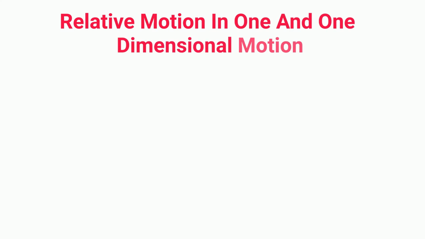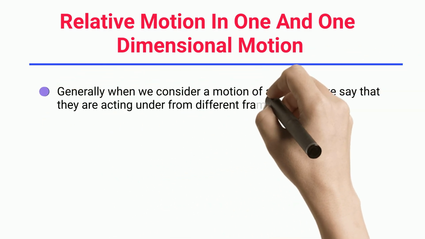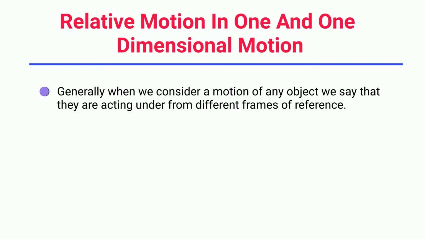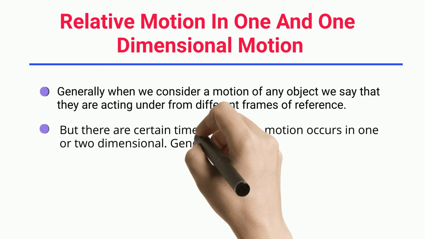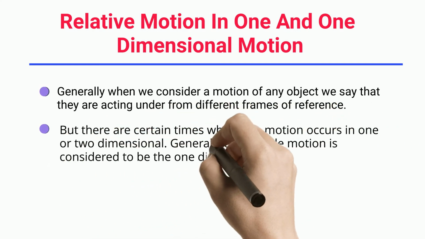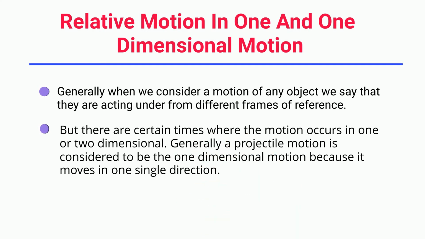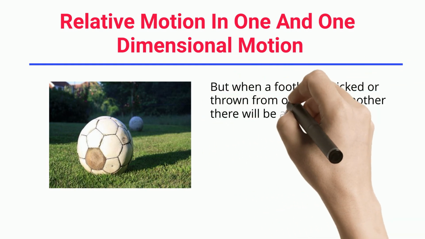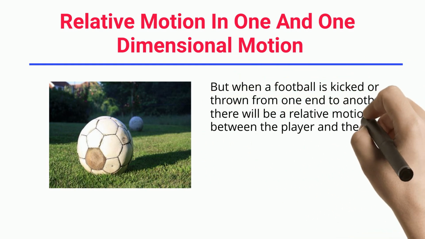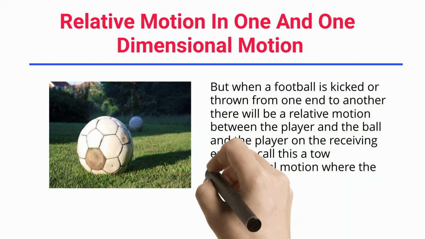Relative motion in one-dimensional motion. Generally, when we consider the motion of any object, we say that they are acting under different frames of reference. But there are certain times where the motion occurs in one or two dimensions. Generally, a projectile motion is considered to be one-dimensional motion because it moves in one single direction. But when a football is kicked or thrown from one end to another, there will be a relative motion between the player and the ball and the player on the receiving end. We call this a two-dimensional motion where the relative motion comes into act.